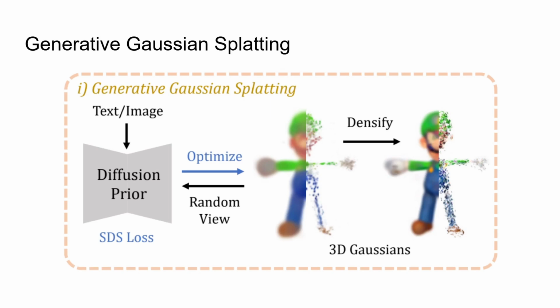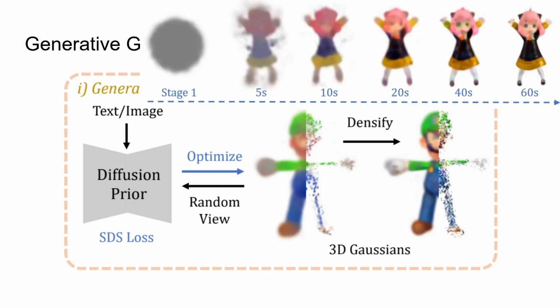First is generative Gaussian splatting, and the input here can be either text or image. The diffusion prior here is a pre-trained diffusion model, and at the very first step, it will initialize the 3D Gaussians in random positions within a sphere, looking like this gray sphere over here, and then it will be periodically densified during the optimization process. At this step, the number of Gaussians will be increased, adding more detail to the 3D representation, looking like this example. And the optimization is guided using the SDS loss.